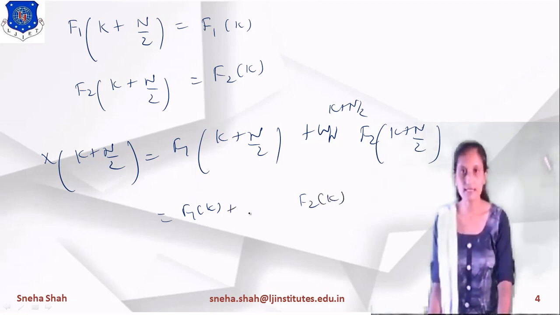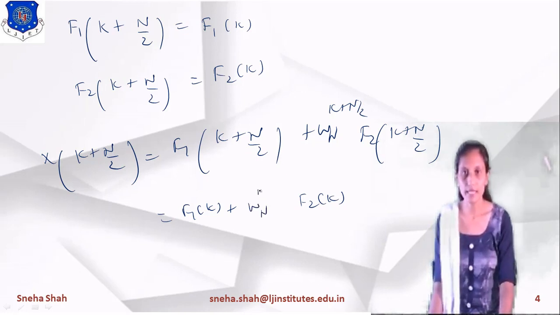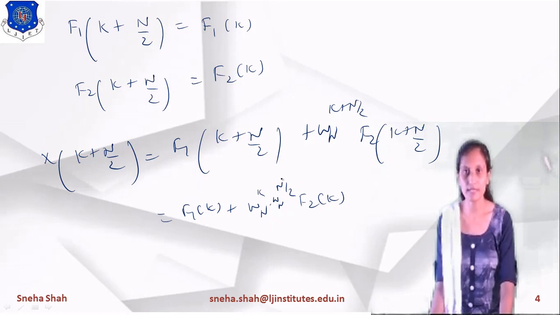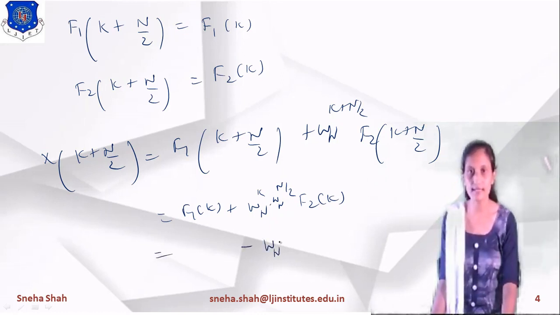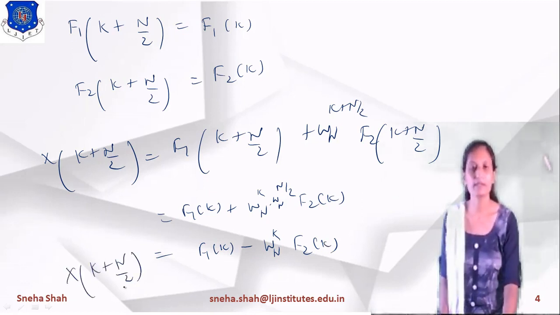Its value is Wn raised to a into Wn raised to n by 2, right? Now what is the value of Wn raised to n by 2? Its value is minus 1. So this value we will consider as minus Wn raised to a. This one is F1 of k, this one is F2 of k. So this is your final answer for X of k plus n by 2.